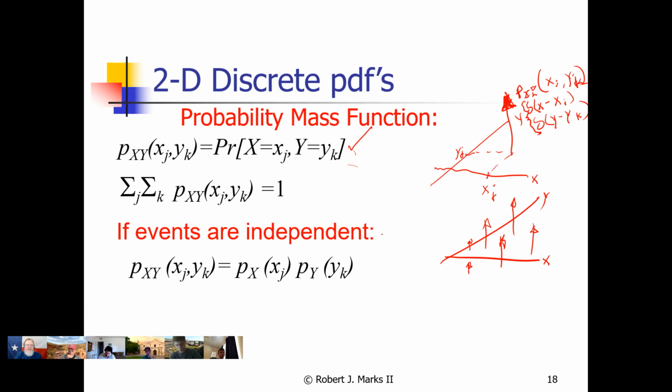If the events are independent, then this is equal to the probability that x is equal to x sub j times the probability that y is equal to y sub k. This is under the assumption that the two random variables are independent of each other, okay? And if they're independent of each other, these individual random variables look like this. So the probability masses are the product of their one-dimensional equivalents, or their one-dimensional components, I should say.